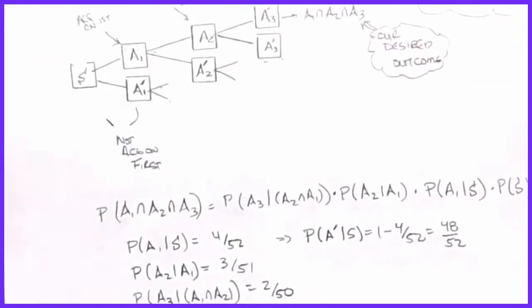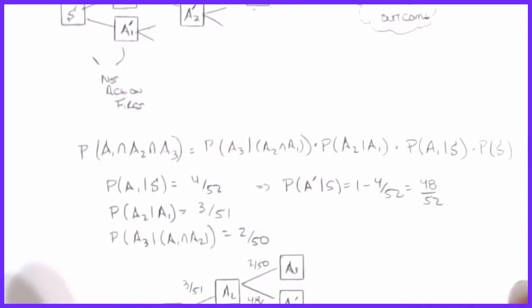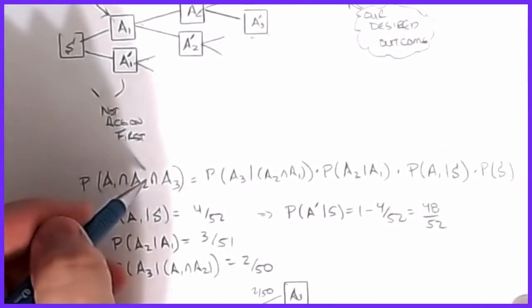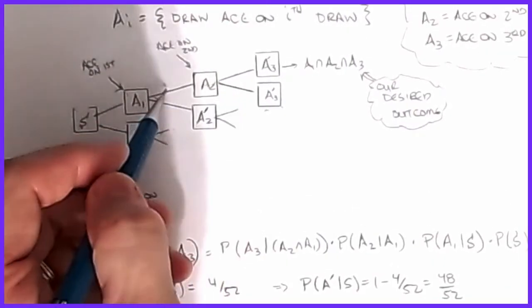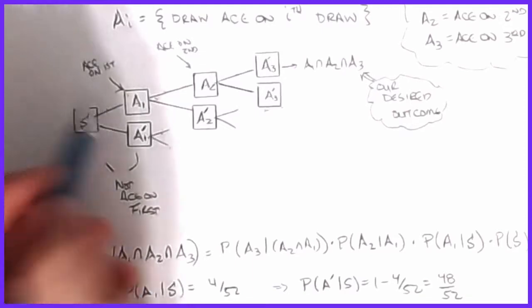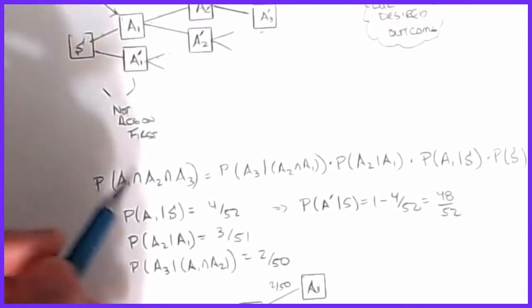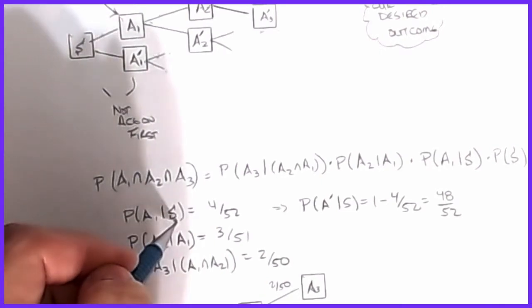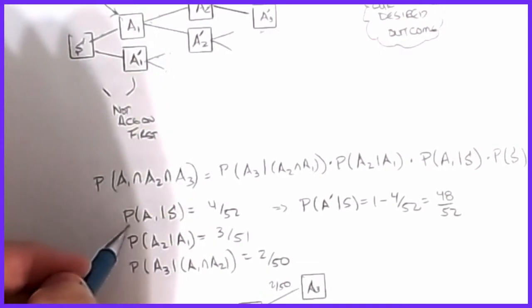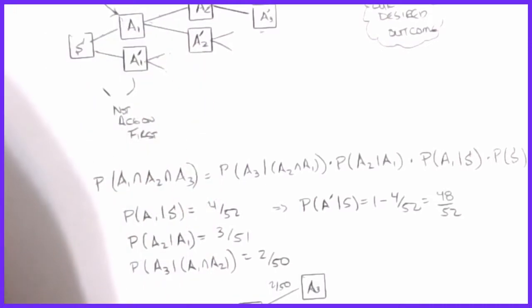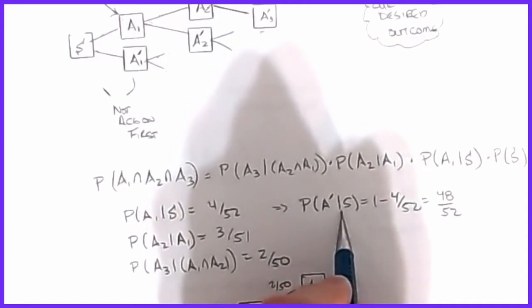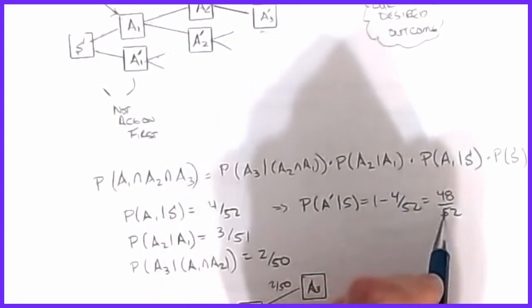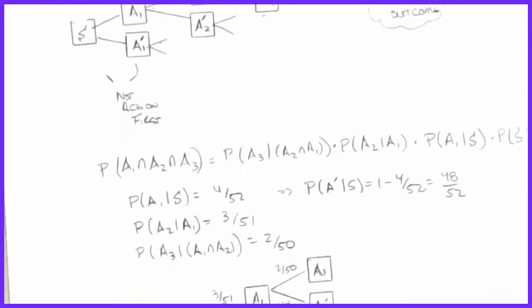All right, so here's what we're going to do. We're going to use our law of total probability, and compute the probability of getting 3 in a row. All I'm going to do is take the probability of this branch, multiplied by the probability of this branch, multiplied by the probability of that branch. If we look at it, the probability of A1 given S, since there are 4 aces at the time of the first pull, is 4 out of 52. By comparison, the complement of A1, given that I'm in S, is 1 minus that number, so that's 48 out of 52.